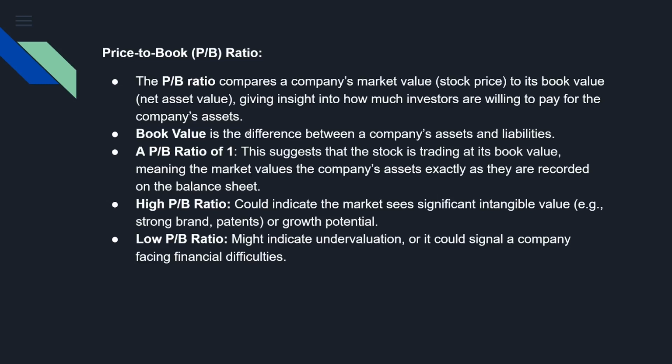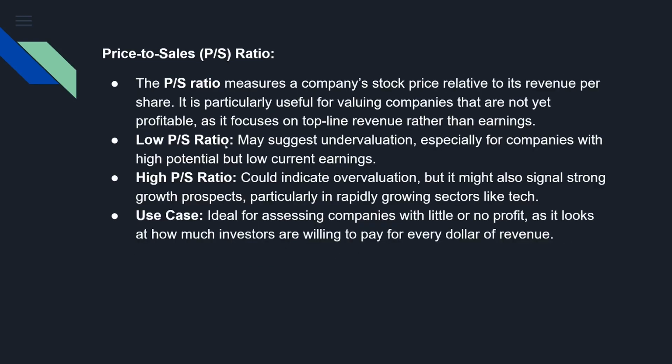Book value is the difference between the company's assets and liabilities, so their total assets versus their total liabilities. A price to book of 1 suggests that it's at its book value, which means everything is exactly where it needs to be. A high price to book value means we can see significant intangible value, strong brand patterns, or growth potential, right? And a low one might indicate undervaluation or a company facing financial difficulties. You have to do your research to understand, but I'd rather just look at the chart and see what's going on with that.